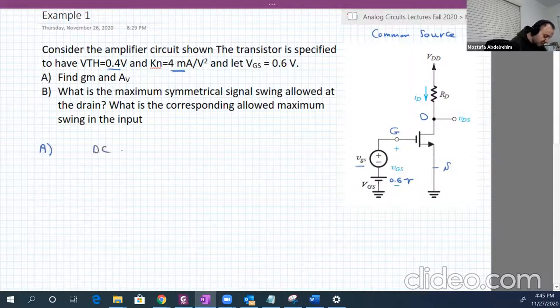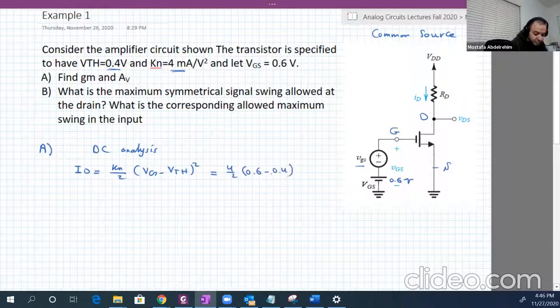So we'll have the DC analysis, and in the DC analysis we're going to verify that we are working in saturation. So we have to calculate ID, then calculate VDS. ID, assuming saturation, is equal to Kn over 2 times (VGS minus V threshold) squared. So this is equal to 4 over 2 times (0.6 minus 0.4) squared. So ID will be equal to 0.08 milliampere.